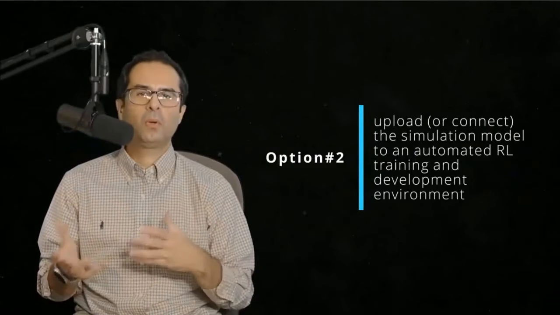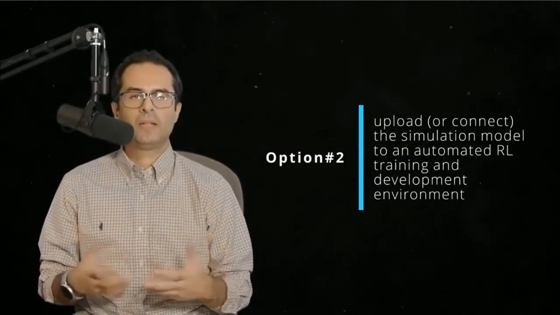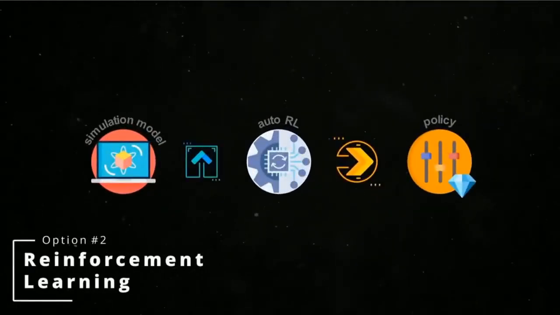Option 2, upload or connect the simulation model to an automated RL training and development environment. AnyLogic actively collaborates with pioneers in automated RL, such as Microsoft Project Bonsai and Pathmind, to streamline the process of establishing and executing RL trainings in applied applications. These automated platforms allow end users to abstract away from the tedious process of finding the best RL algorithms and training parameters. This allows subject matter experts who are looking for practical and scalable platforms to benefit from reinforcement learning without needing a computer science degree.